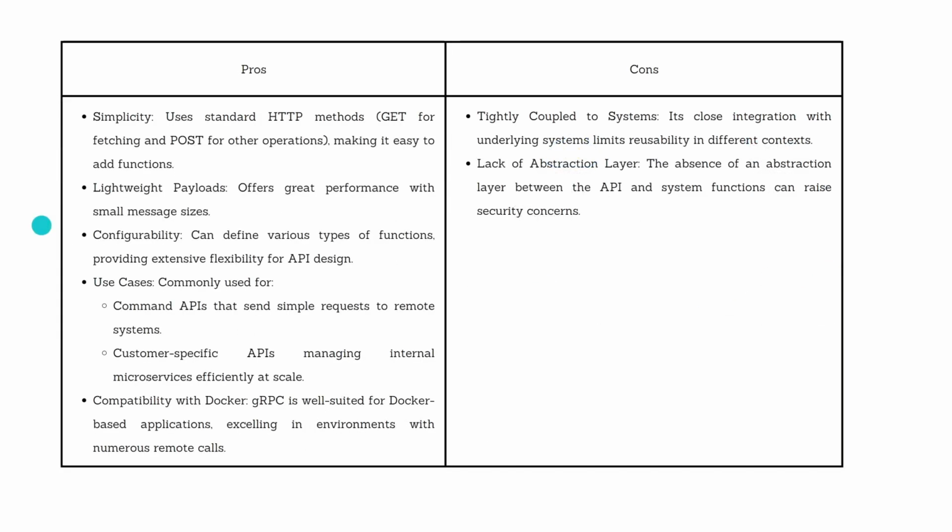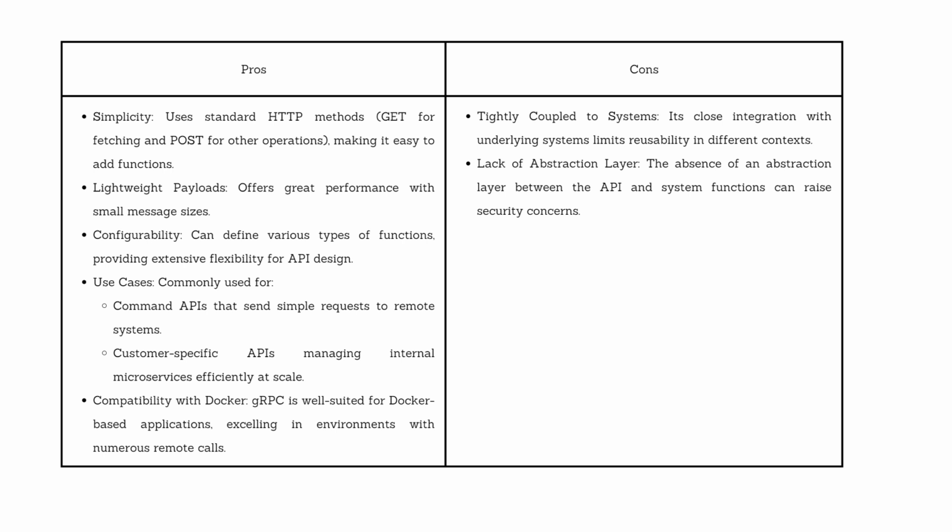About pros, this is a powerful form of API because of its simplicity. It is straightforward, using GET to fetch the information and POST for everything else. This means that functions are easy to add, and for lightweight payloads, you get great performance overall. The ability to define any type of function makes it infinitely configurable. Essentially, you are limited only by your imagination.